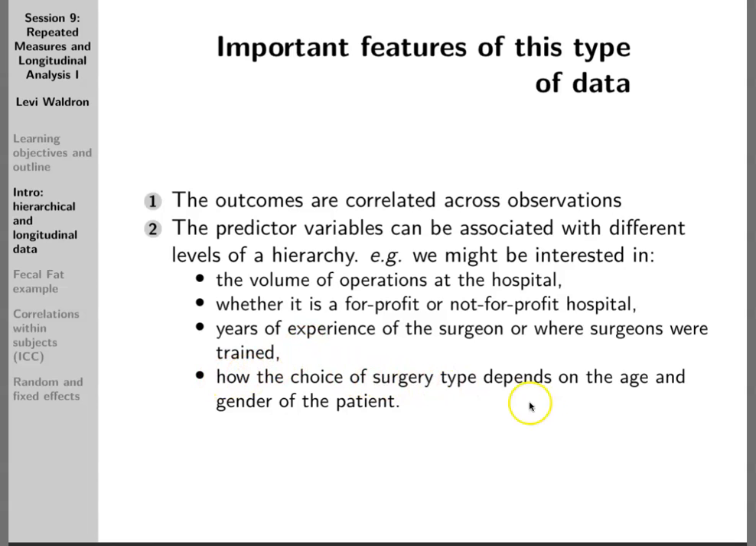Or how the choice of surgery depends on age and gender of the patient. So these are two things at the hospital level, two covariates or predictors at the hospital level, one at the surgeon level, and then a couple of examples at the patient level.